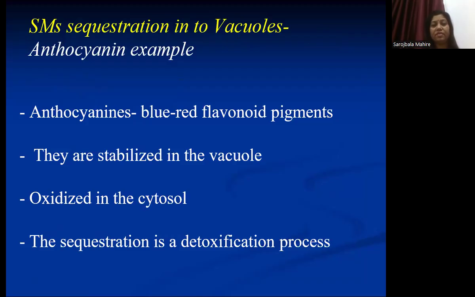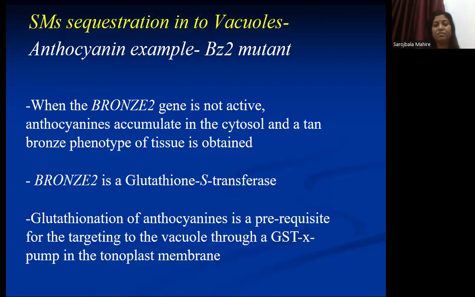And now the next part is the second metabolite sequestration in the vacuoles. An example is given here: anthocyanin. Anthocyanin is a blue-red flavonoid pigment. They are stabilized in the vacuole, oxidized in the cytosol, and sequestration is a detoxification process.